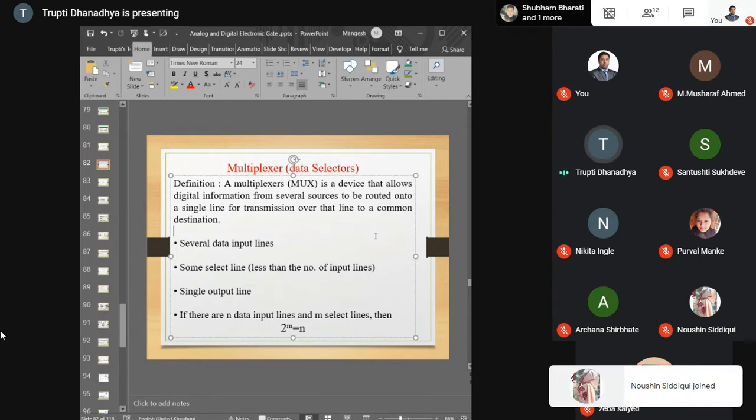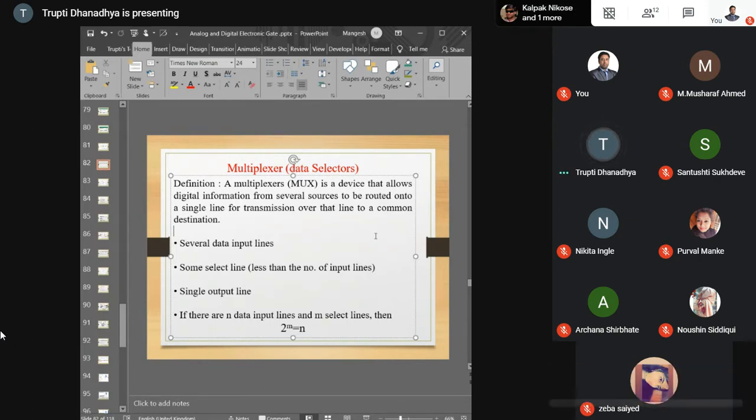So M is a selector line, so we require the number of selector lines also for the designing of a multiplexer, and according to the number of inputs, we use the number of selector lines. Then the functional block diagram for your multiplexer is like this.